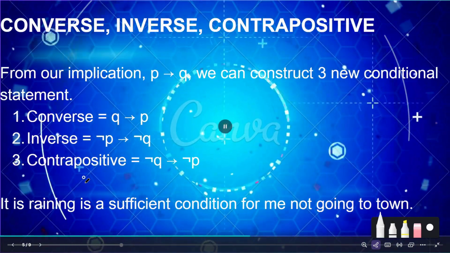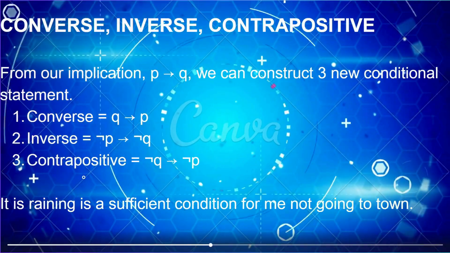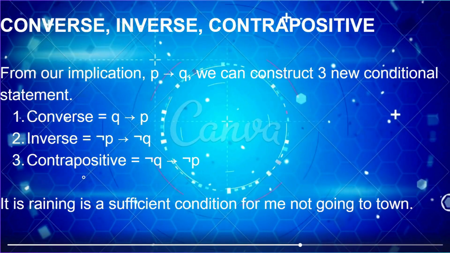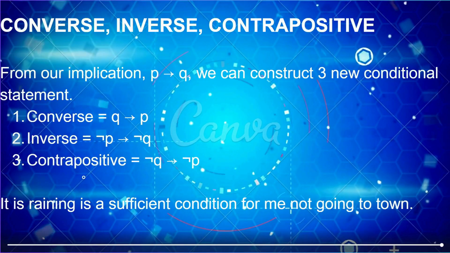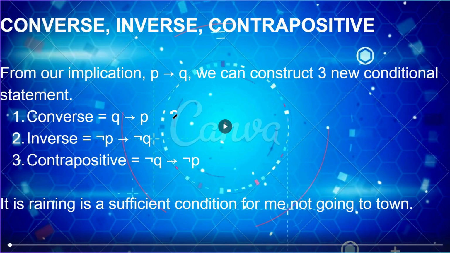These are the converse, inverse and contrapositive. For our implication, if P then Q, we can construct three new conditional statements. The converse means if Q then P. So we need to switch the values to change to the converse.